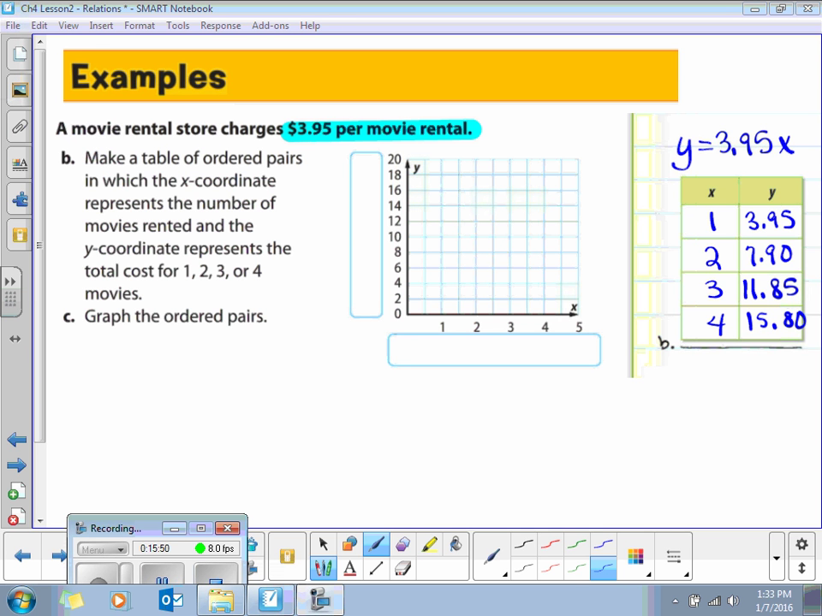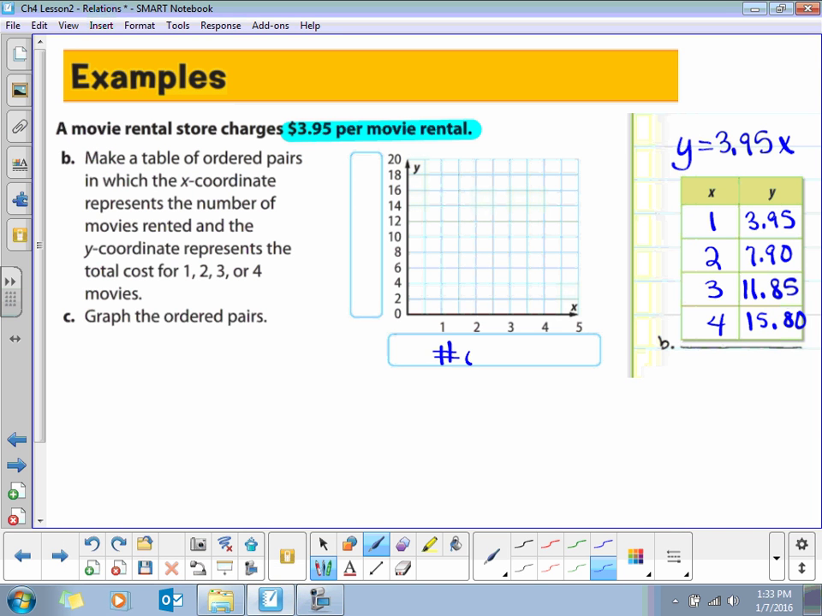And now we can take this information and graph it on our coordinate grid, where X is equal to the number of movies, right? X coordinate represents the number of movies rented. So down here, number of movies. And then the Y coordinate represents the total cost. So over here, we're going to put cost. Okay, does everybody see how the problem told you what your labels should be? Okay? So now all you do is graph.